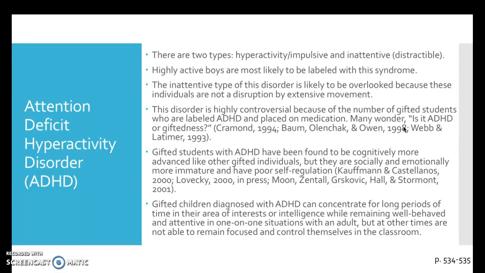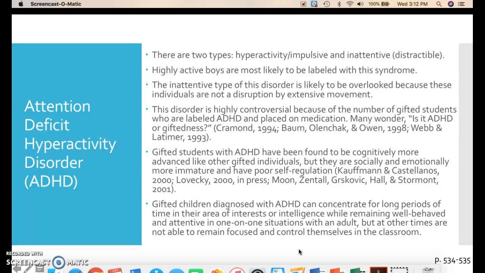There are 2 types of attention deficit hyperactivity disorders. There's the hyperactivity/impulsive type and the inattentive or distractible type. Highly active boys are most likely to be labeled with this syndrome. The inattentive type of this disorder is likely to be overlooked because these individuals are not a disruption by extensive movement. This disorder is highly controversial because of the number of gifted students who are labeled ADHD and placed on medication. Many wonder, is it ADHD or giftedness?